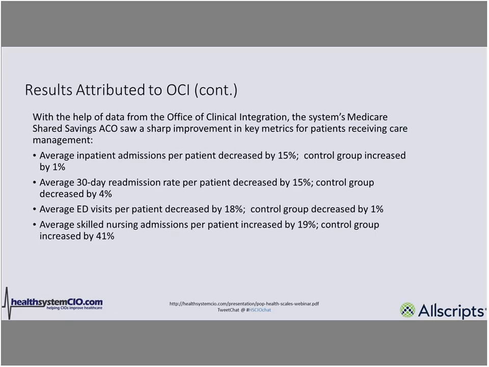And from our standpoint, here's where we saw some improvements. Our average inpatient admissions per patient decreased by 15% against the control group. Our average 30-day readmission rate decreased by 15%. Our average ED visit rates decreased by 18%, and our average skilled nursing admissions increased by 19% versus the control group, which was 41%. So we look at this to see where we're making these improvements, and those are significant numbers. Now, those numbers may fluctuate periodically, but the key is to have the structures in place for continuous monitoring so that you can keep those improvements in place.